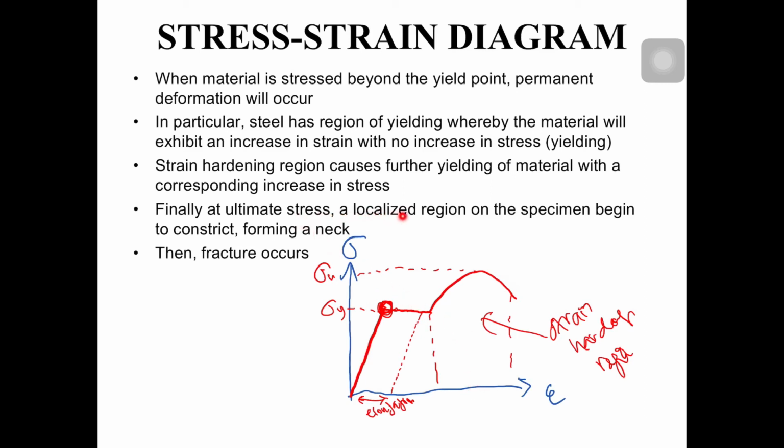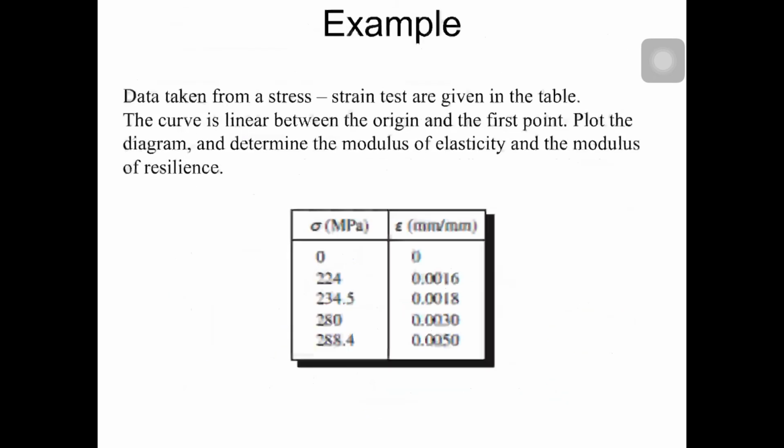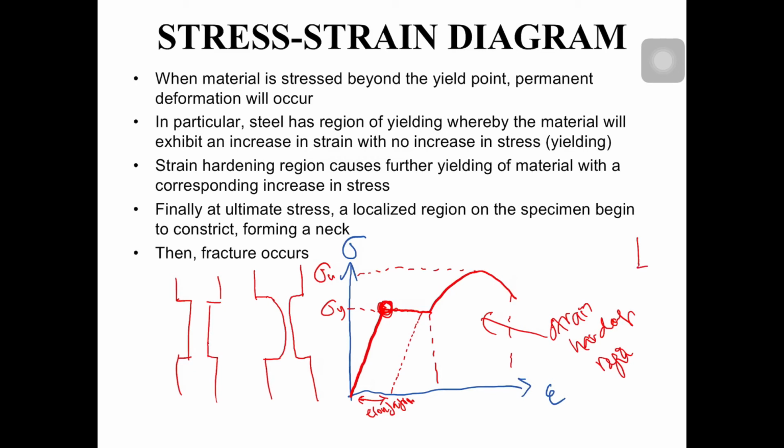Finally, at ultimate stress, a localized region on the specimen begins to constrict, forming a neck. Then fracture occurs. Alright. So you have a specimen like this. And then it becomes necking. Necking means it becomes smaller. Right. And then it will fail.